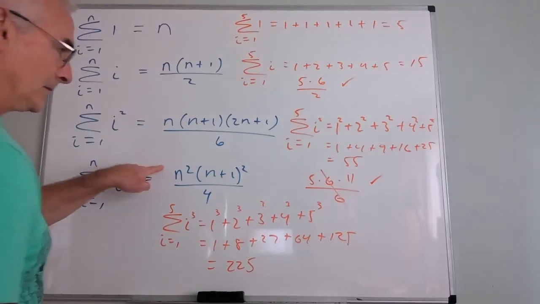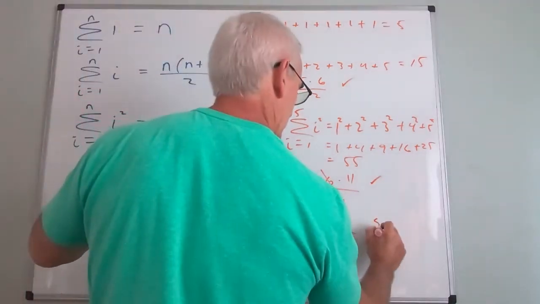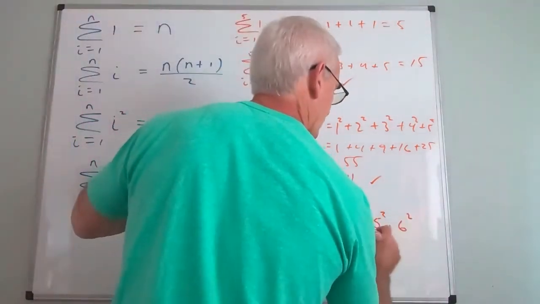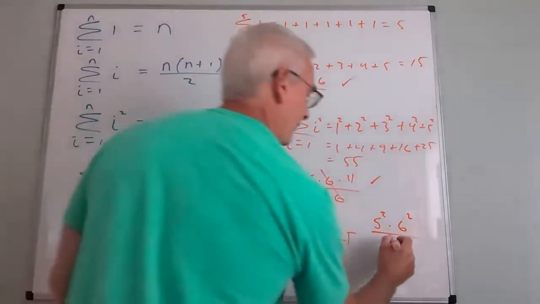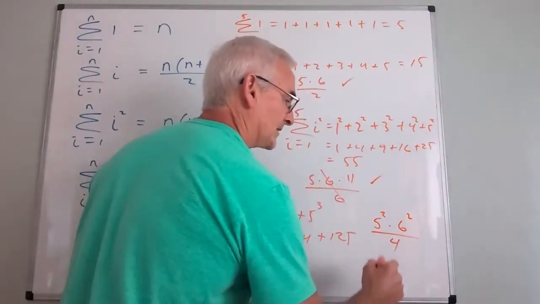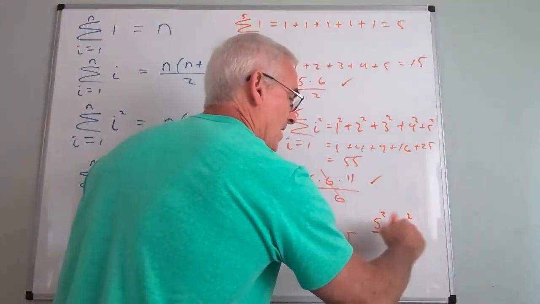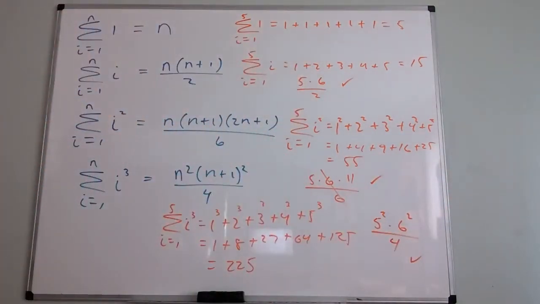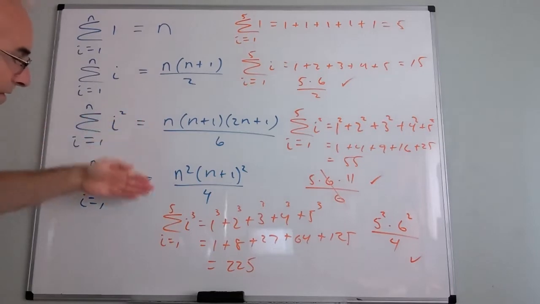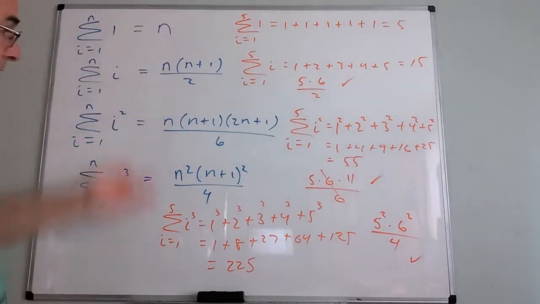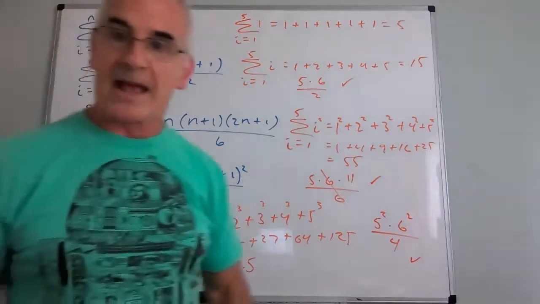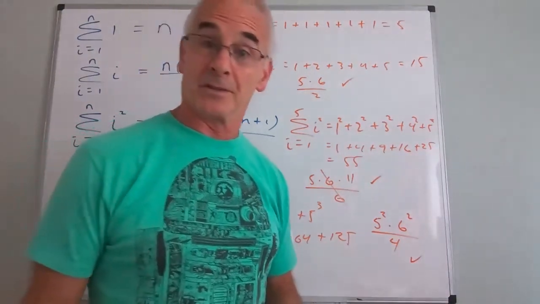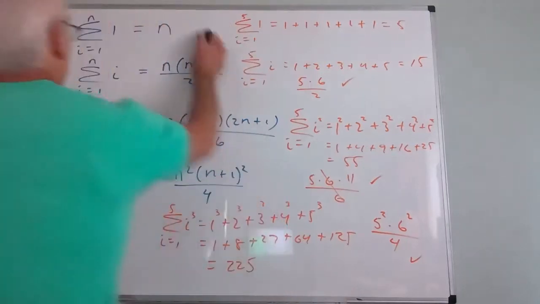According to the formula, it should be 5 squared times 6 squared over 4. Well, let's see. That's 900 over 4. Yep. Now, these are what we're going to use next today. Okay, these 4 summation formulas. And the way we're going to do them is we're actually going to estimate areas under curves using these. It sounds kind of crazy. It is kind of crazy.